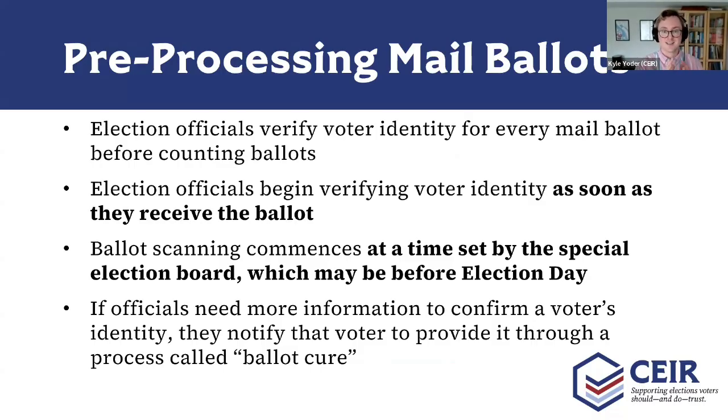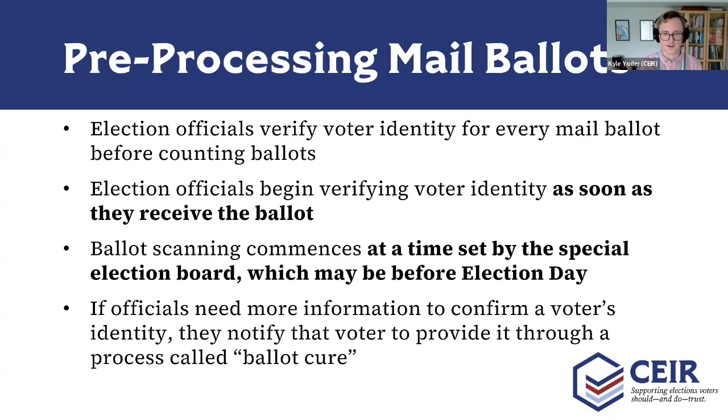In addition to all of this, Kansas election officials are able to begin pre-processing mail ballots, which gives them an opportunity to get a head start on confirming the identity of voters casting their ballots by mail, and make sure that the count can continue to happen speedily, accurately, and thoroughly, regardless of when those mail ballots are coming in.